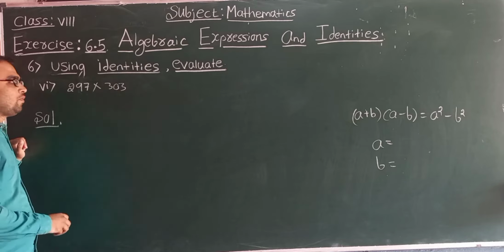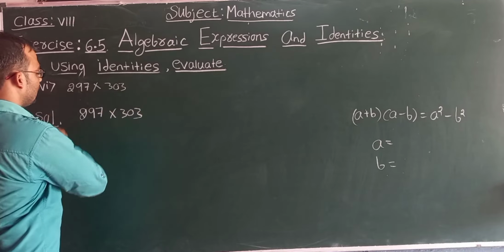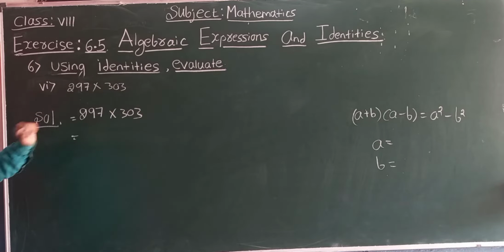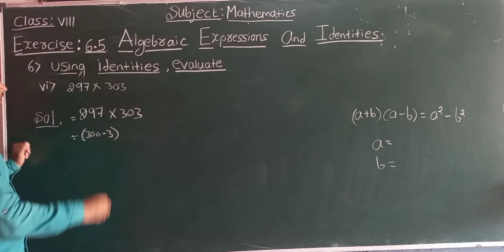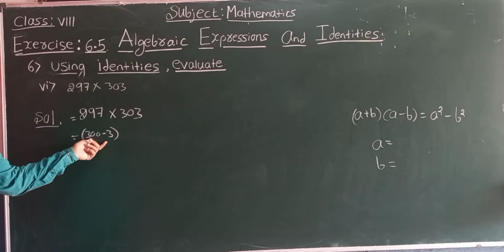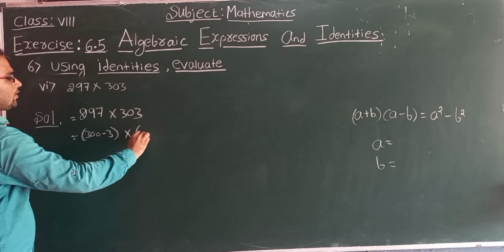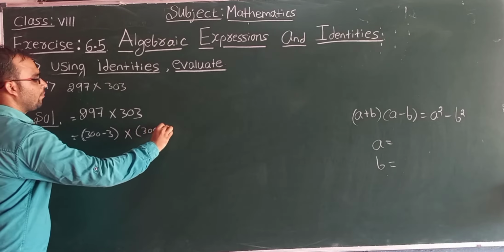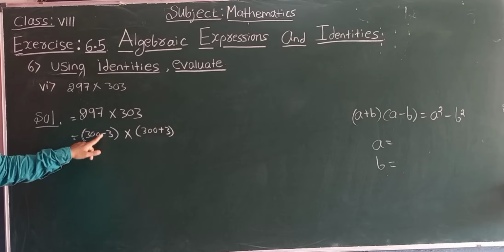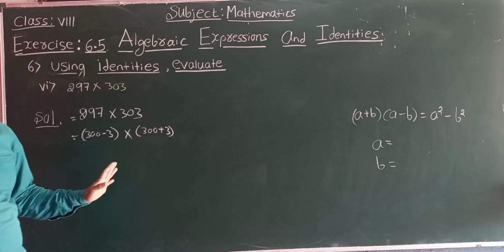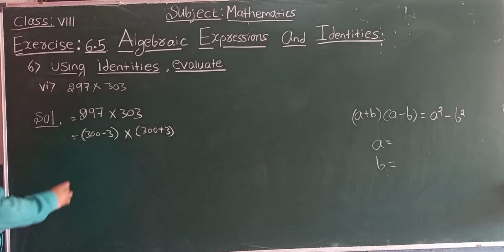Now we'll write here once again 303. Students, this 297 can be written as 300 minus 3. What is 300 minus 3? 297 only, no? So we can write like this. Next, into this 303 can be written as 300 plus 3. What's 300 plus 3? Same, no? So here the value will not change. Now look here. 300 minus 3 is 297 only, and 300 plus 3 is 303 only.